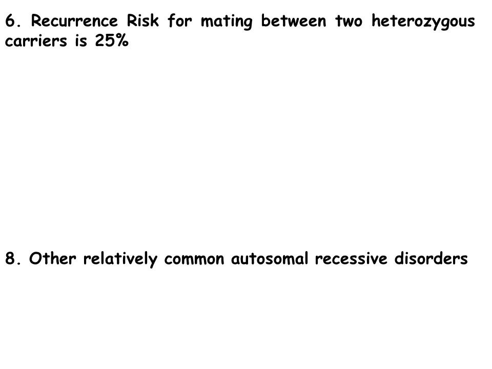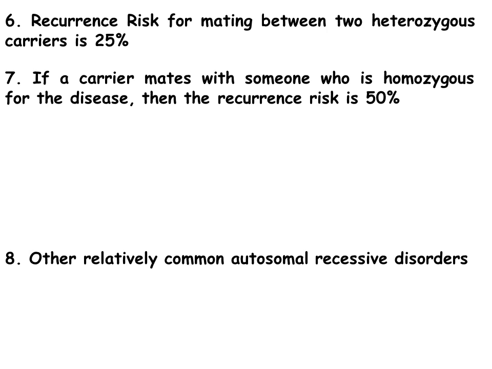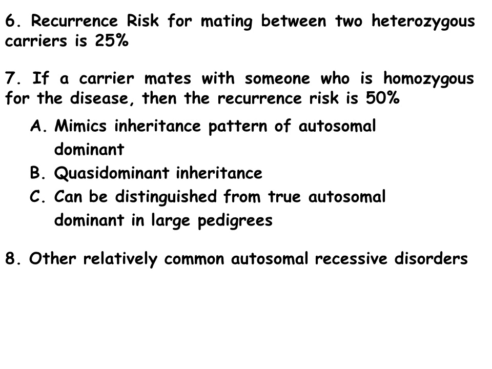So what about the recurrence risk? Every time two heterozygotes mate, the recurrence risk of an affected child, even if they already have one, is still going to be 25%. If a carrier mates with someone who is homozygous for the disease, however, then the recurrence risk is up to 50%. In fact, at this point, it will mimic the inheritance pattern of autosomal dominant, and we refer to this as quasi-dominant inheritance. The only way you can really distinguish the two is through very large pedigrees.